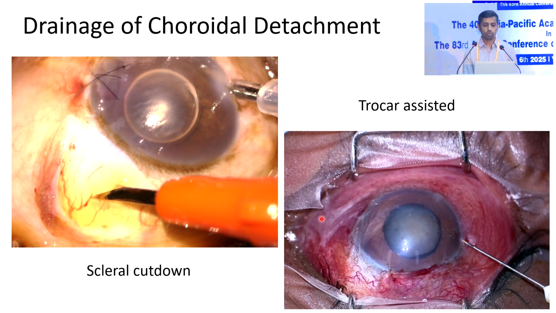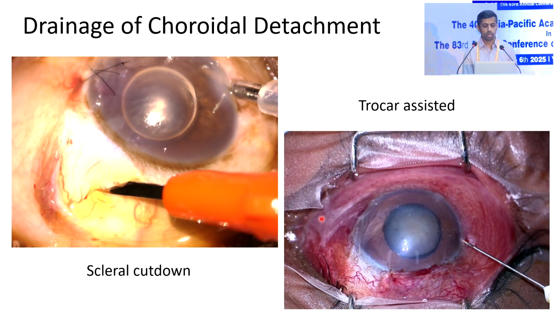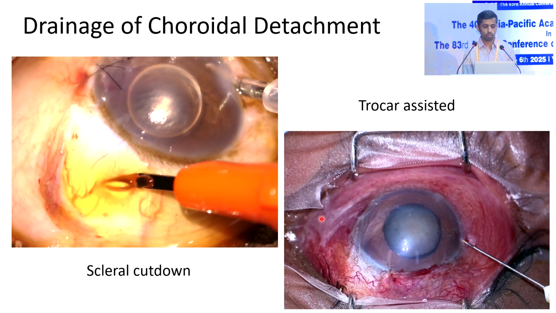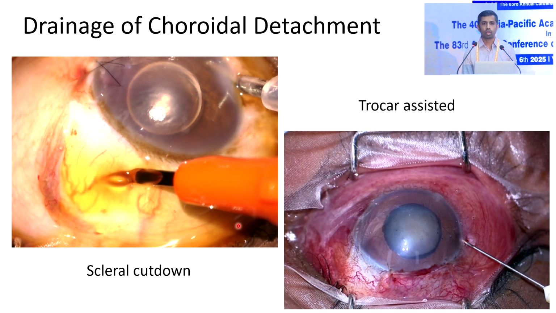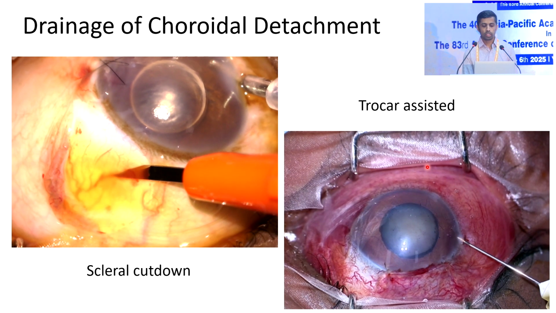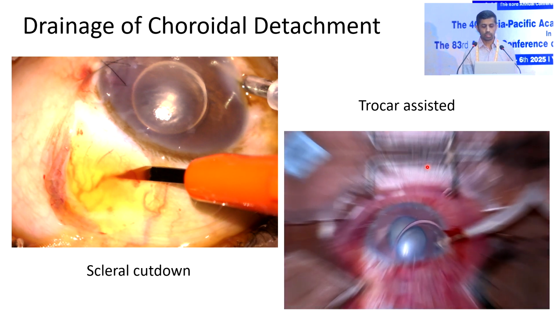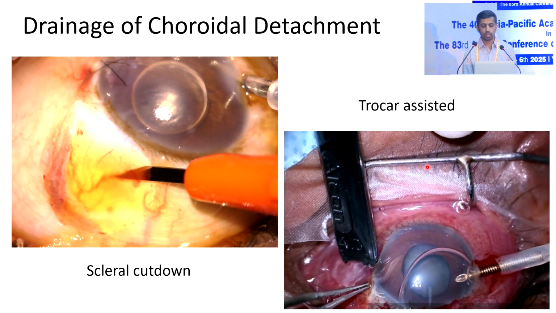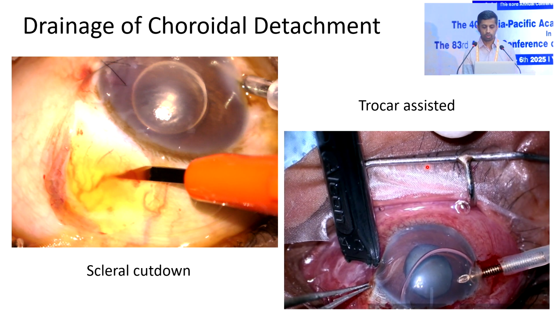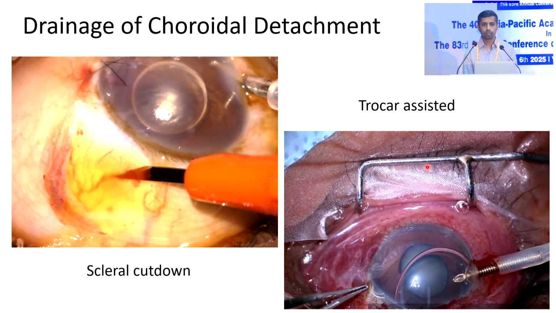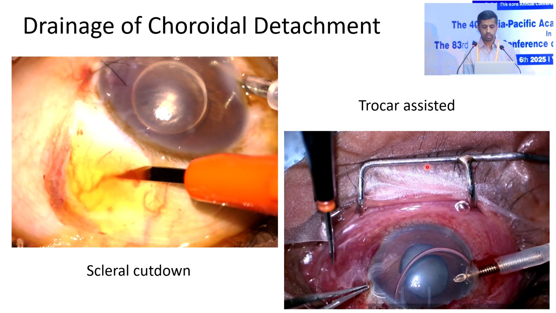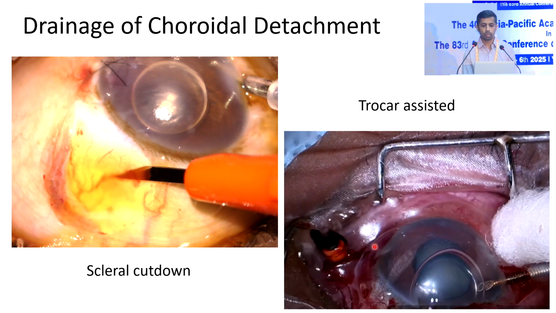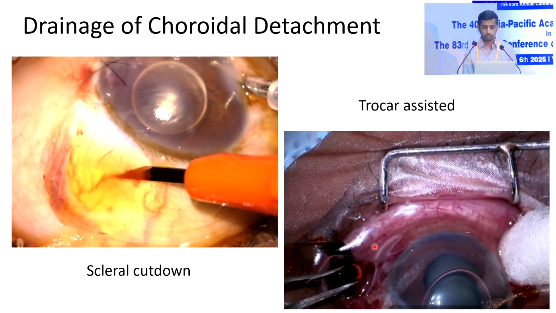So coming on to the techniques of choroidal detachment drainage, both scleral cut down as well as trocar assisted drainage can be done. A scleral cut down is given at around 3.5 to 4 millimeter, and with the help of AC maintainer, the effusion is drained. In case of trocar assisted drainage, all of the retina surgeons are well versed with the trocar technique. So in this, the AC maintainer is placed, and then around 3.5 to 4 millimeter, a trocar is placed obliquely to enter the suprachoroidal space. As you can see here, there is an oblique entry, and then the trocar is manipulated to drain the blood or the effusion.